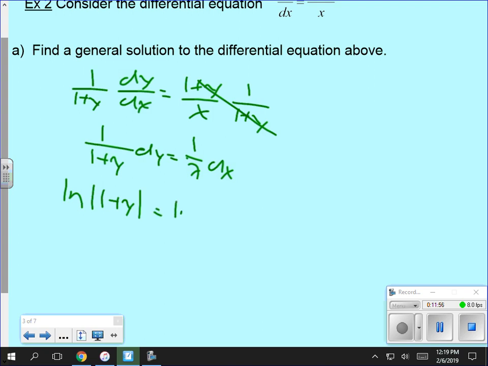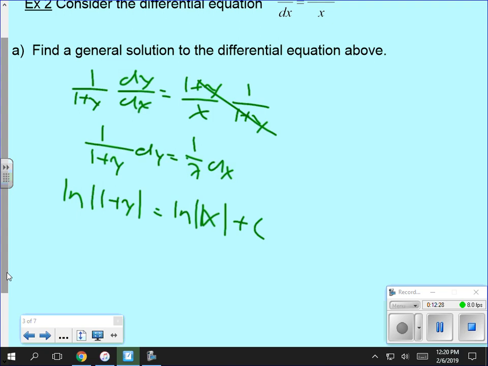Equals the natural log of x. And I do have to put the absolute values around these because I don't know. And then don't forget your plus c. Yeah, in most problems, you would be given an initial condition to plug in and solve for c at this point. Don't have that here. I have to solve for y. This is where it can get kind of tricky.